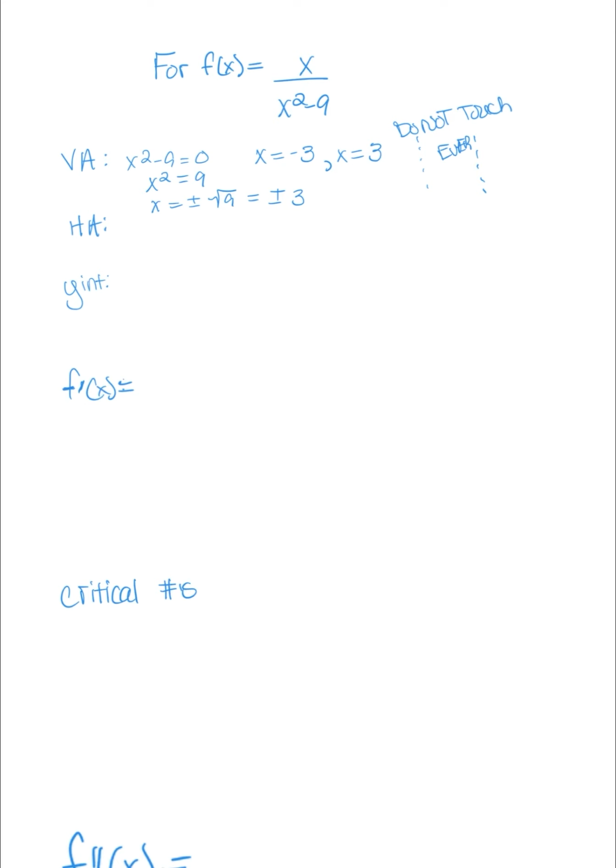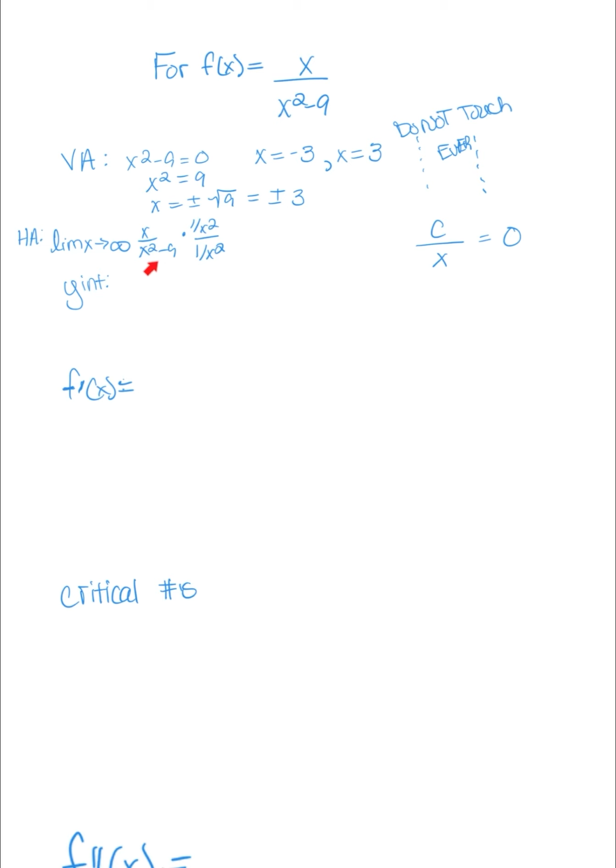Let's find those. Oh, I should have given myself more room. Okay, well, here we go. So it's going to be the limit as x approaches infinity of x over x squared minus 9. So we're going to divide each term by the highest power of x on the bottom. And remember, there's a theorem that says if we have a constant over a power, and this could be x to the first, or it could be x to the 50th, it doesn't matter, if you have a constant over a power, then your limit equals 0.